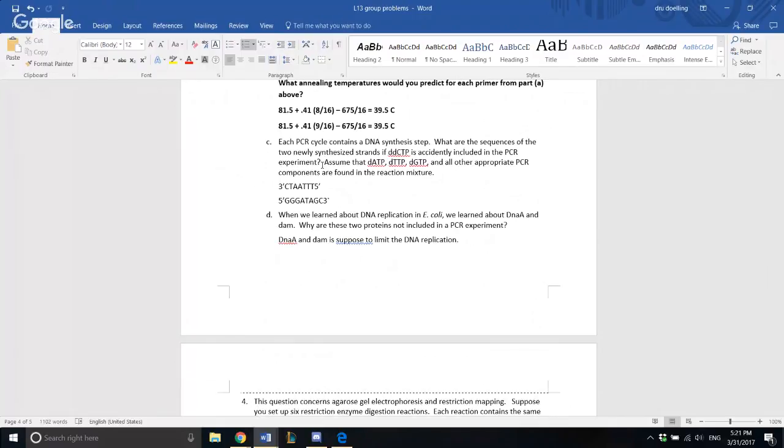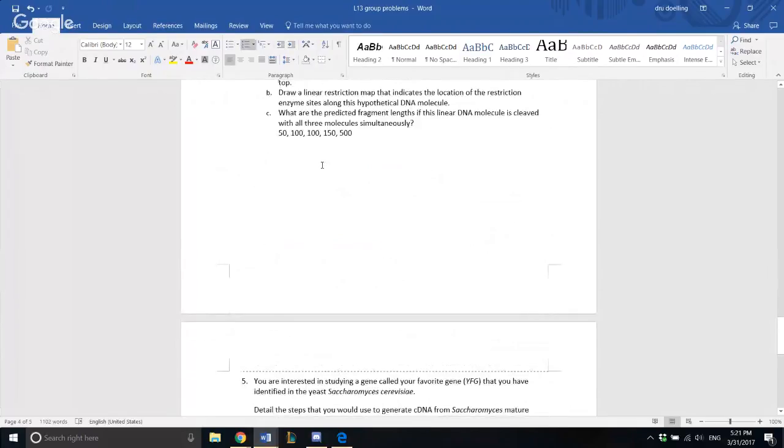Letter D. When we learn about DNA replication in E. coli, we learn about DnaA and Dam. Why are these two proteins not included in the PCR experiment? Because DnaA and Dam are supposed to limit the DNA replication, so we prevent them from working on the experiment.